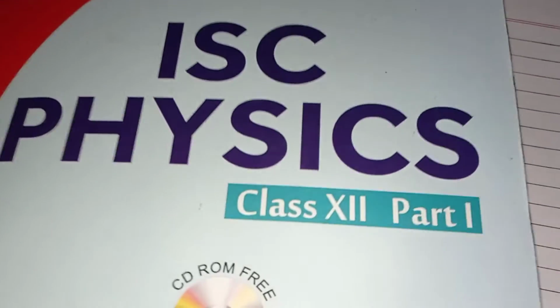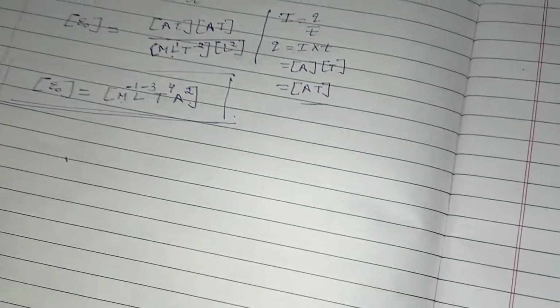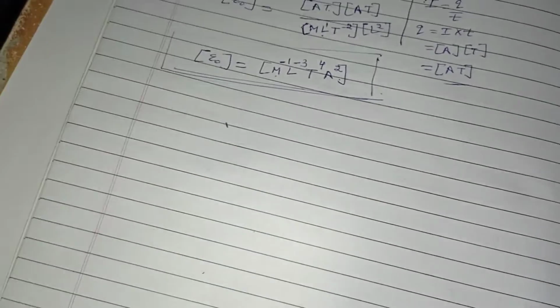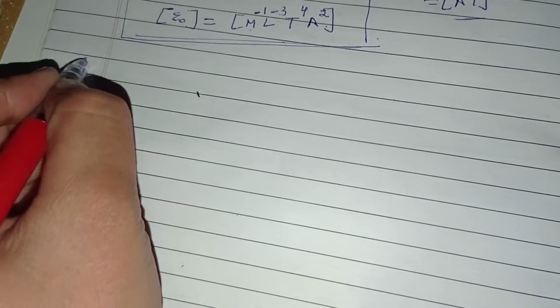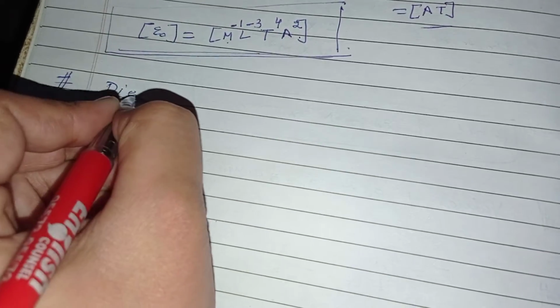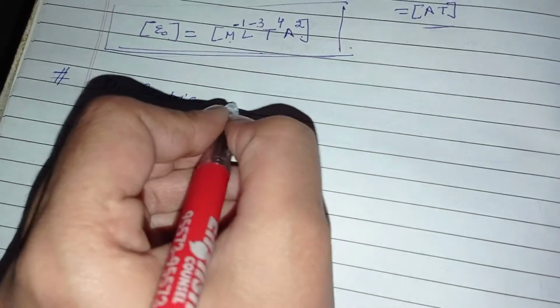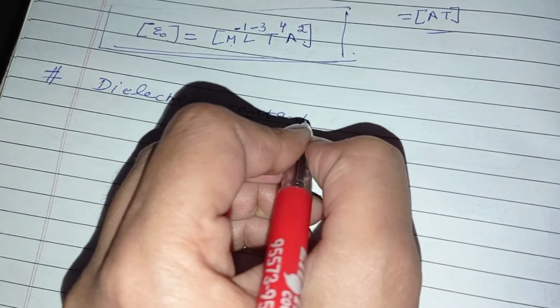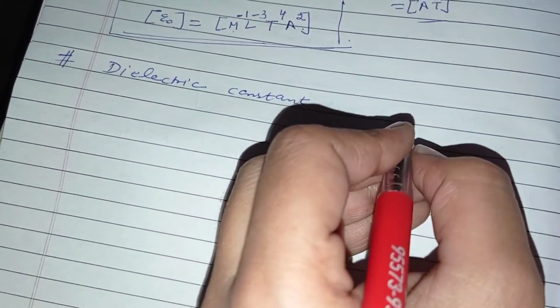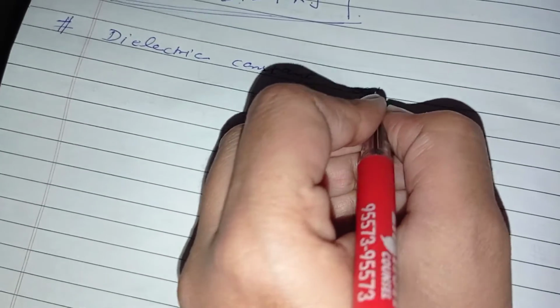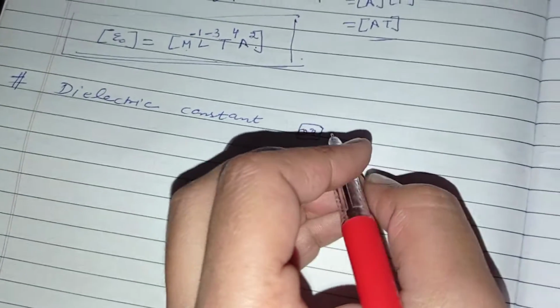Good morning, dear students. In the last lecture, we have studied about Coulomb's law as well as dimensions of epsilon naught. Today, we will study about dielectric constant. What is the topic? Dielectric constant. The dielectric constant is also known as specific inductive capacity.